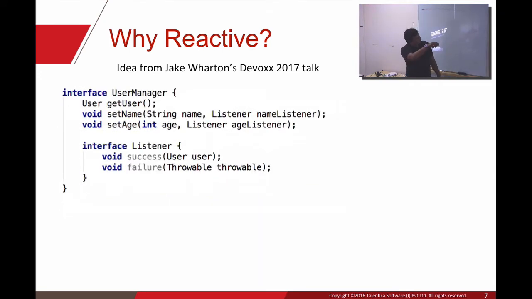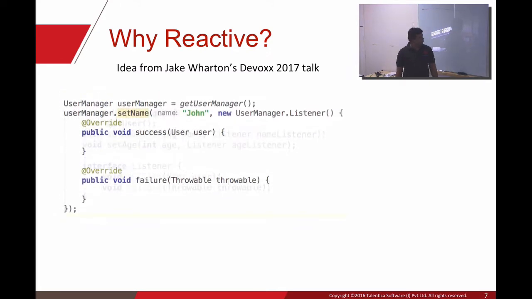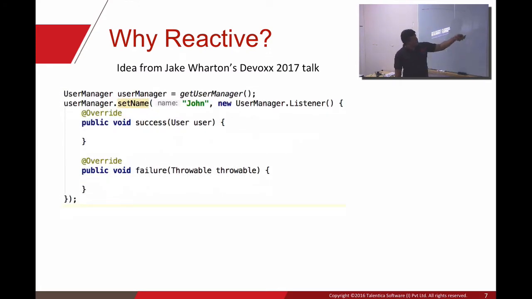Now when you try to use the user manager to set a name, you pass the name that you want to set. You get the user manager from some factory method, or you create a Retrofit API, and then you pass the callback, success and failure. If some failure happens, could be a network failure or a 404 or whatever, it will be reported in the on failure method. On success, it will return the user instance from the remote database.